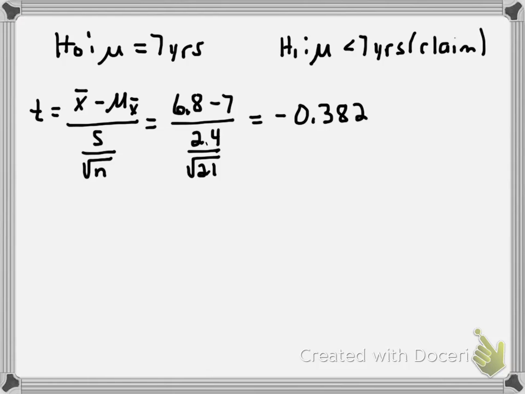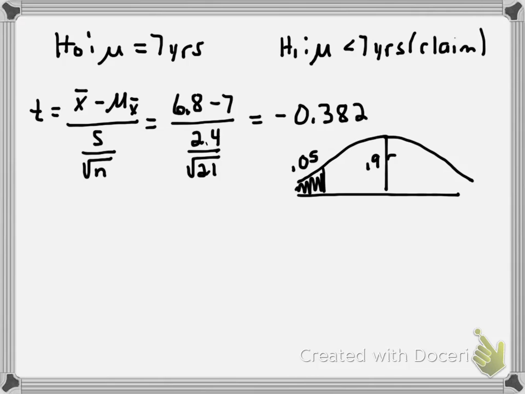Now let's find the critical value, or values. So in this case we have a left-tailed test because of the less than in H1. So there's our critical region. Alpha is 0.05, so the area in that tail is 0.05. So we have 0.95 to the right. The degrees of freedom would be 20. Using table A3, you should find that that critical value is negative 1.725.